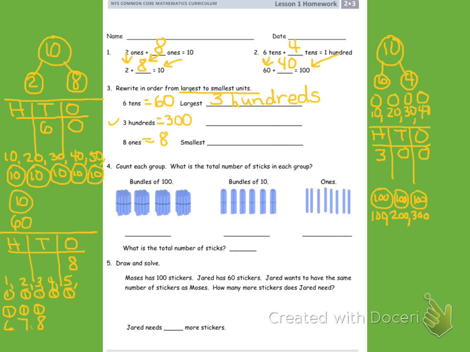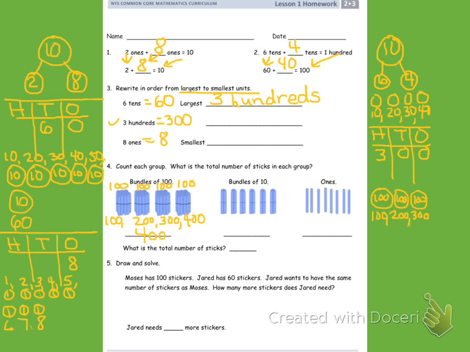For problem 4, we're asked to count each group. And then it says, what is the total number of sticks in each group? The first picture shows bundles of 100. So I'm going to label them 100, 100, 100, 100. Now underneath, I will count up 100, 200, 300, 400. There are 400 sticks in the first picture.